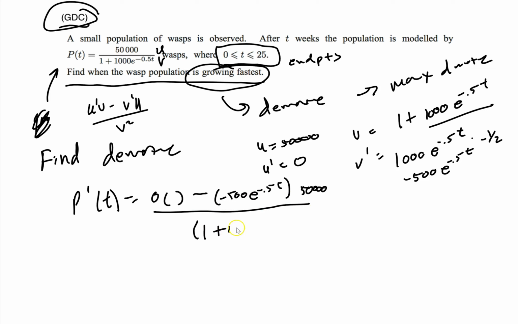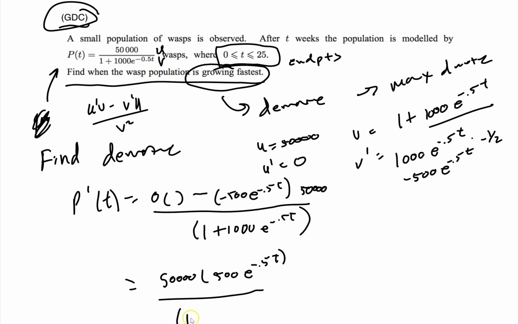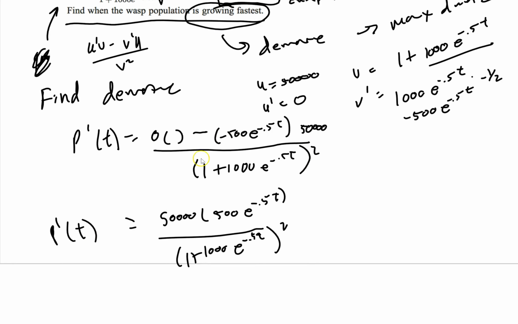And this is where it's disgusting. If I simplify that, I'm going to get positive 50,000 times 500 e to the negative 0.5t, all over 1 plus 10,000 e to the negative 0.5t, squared. That should be squared. So that's my derivative. All right? So now again, we're trying to maximize this. This is what we want the max of.